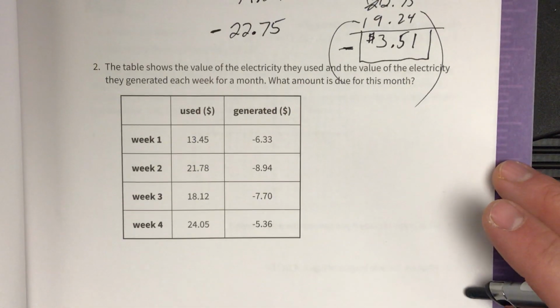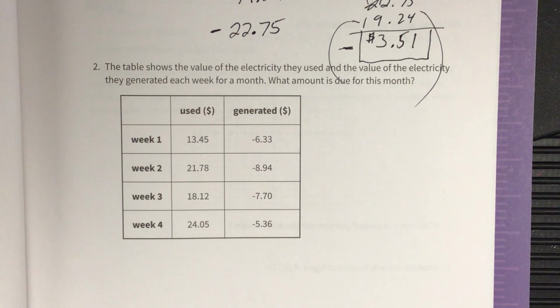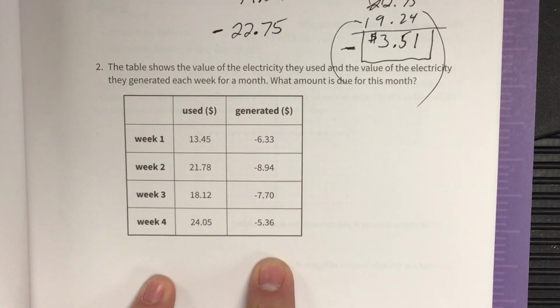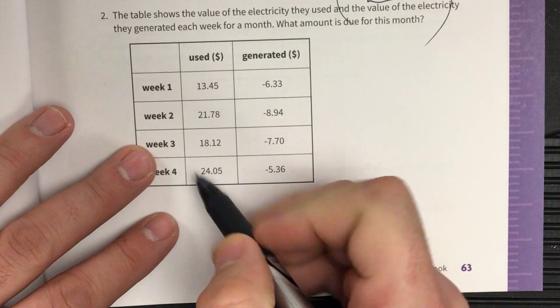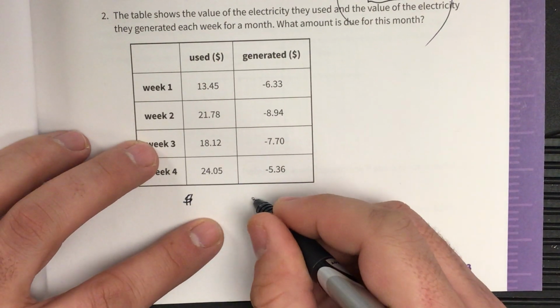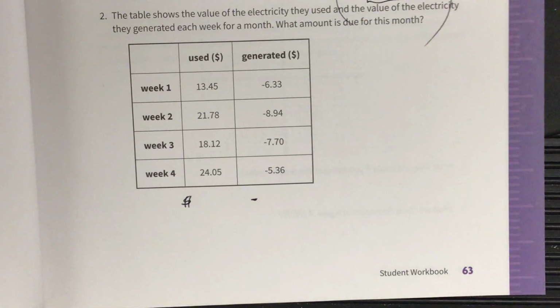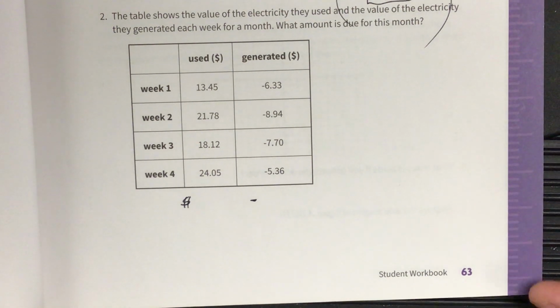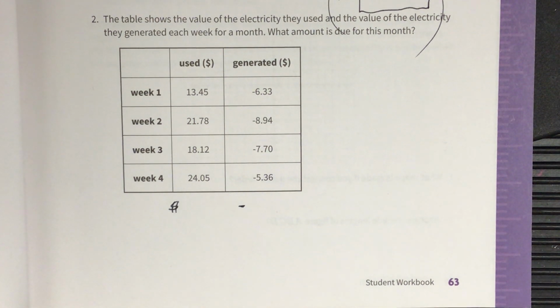Okay, number 2. The table shows the value for electricity they used and the value of electricity they generated for a month. What amount is due for the month? So this is week by week. Ladies, why don't you add up the total amount used, please? Guys, you add up the total amount generated. And then we'll figure out a total bill. So ladies, you got the first column, the used. Guys, the generated. Just adding them up.